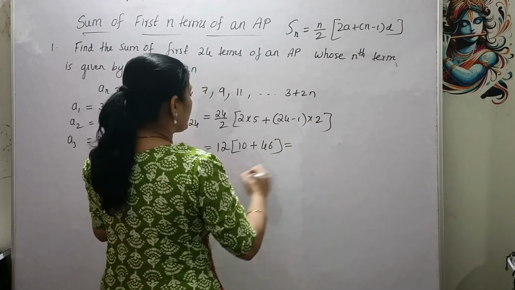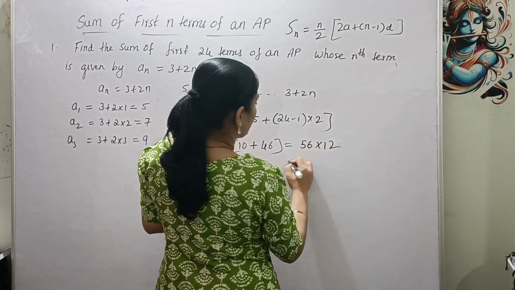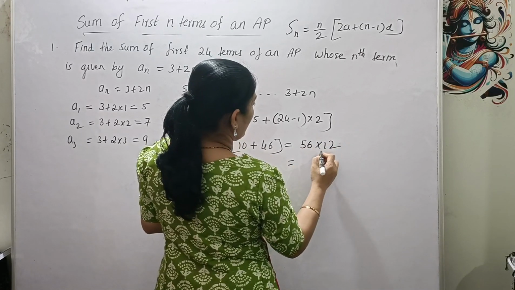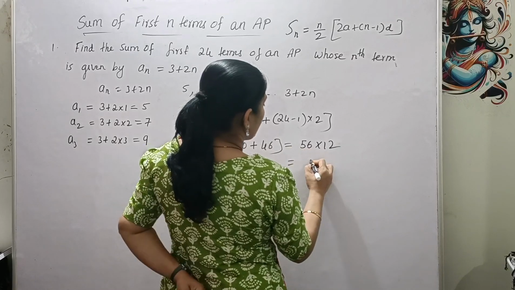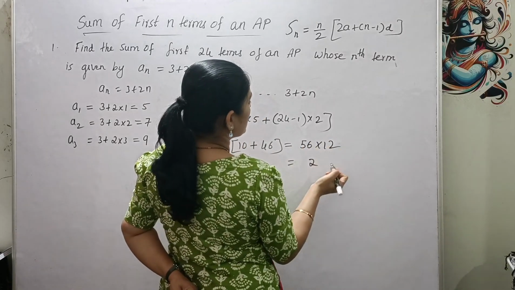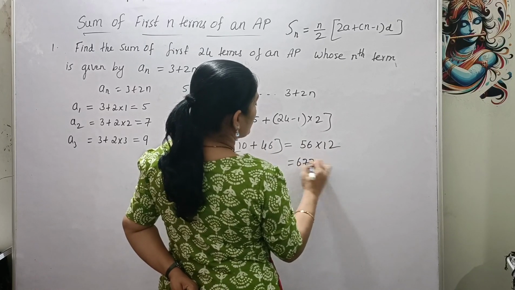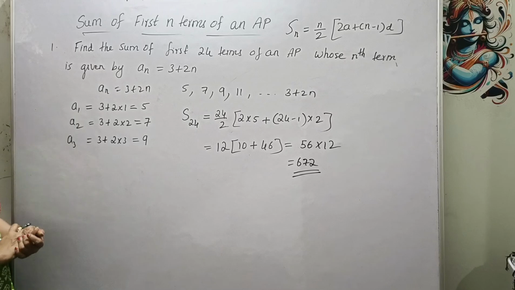That is equal to 56 into 12. That is 12 6s are 72, 12 5s are 60, yes, 672. Right? So what is the sum? Sum of first 24 terms is 672.